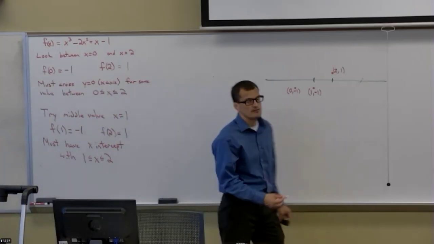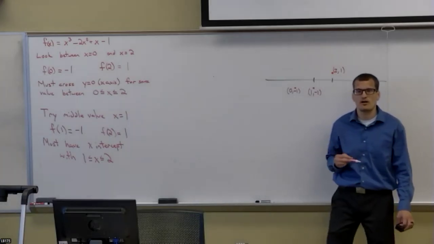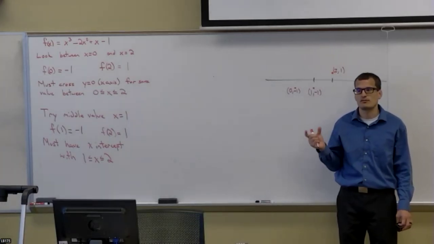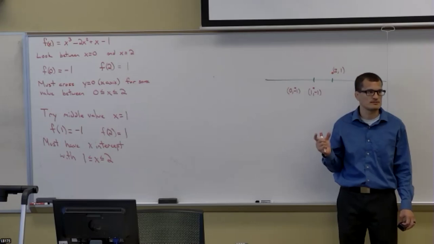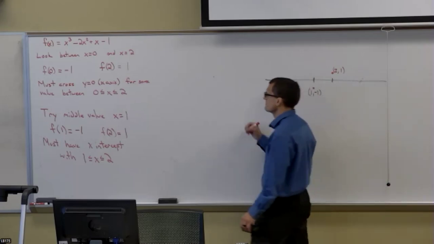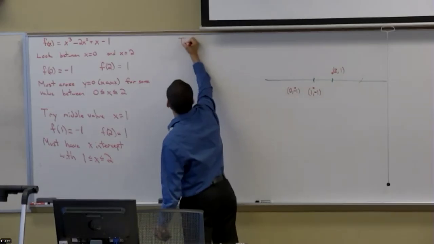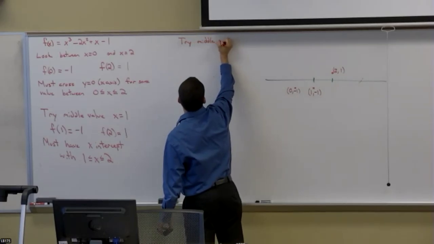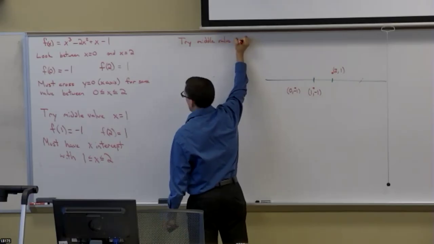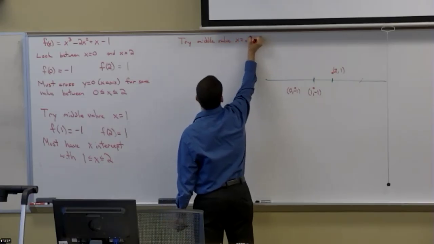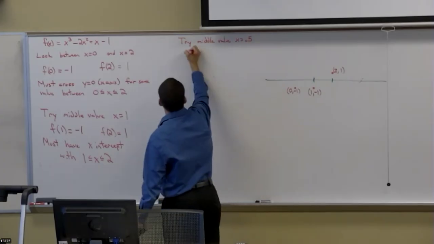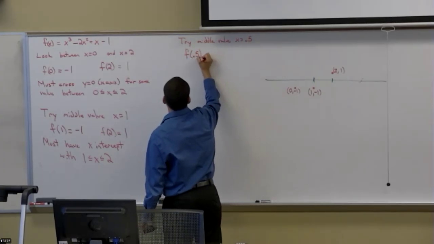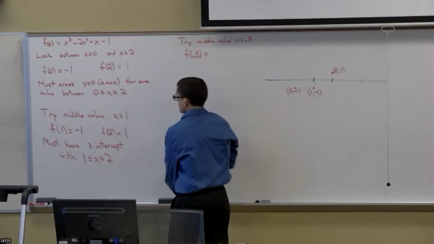And you know what I do if I want to get even a better approximation? Say, let's go halfway between 1 and 2 and see what happens. So we'll try the middle value of x equals 0.5. So plug in 0.5 into there.